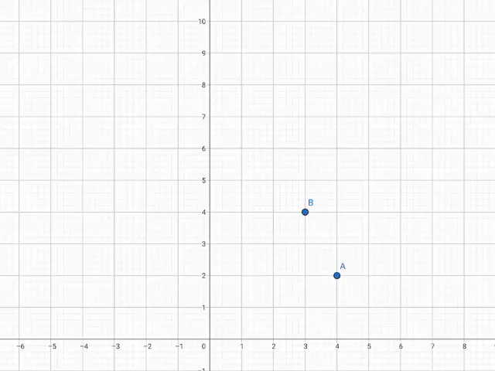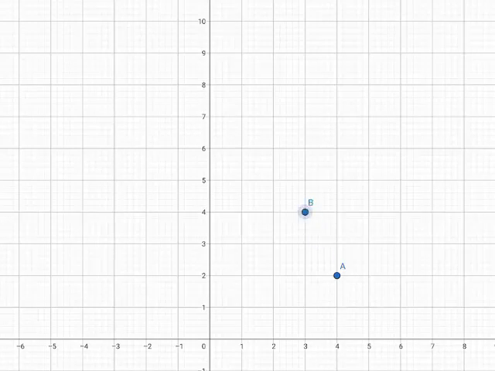So the slope for a line is the rise over the run. If I'm going to go from point A to B, what I'm going to do is go from 2 up to 4, and so that's a difference of 2, so that's a plus 2. Then I'm going to go from 4 on the x to 3 on the x, and that's a minus 1. And so it appears that the slope for this particular line is going to be negative 2.